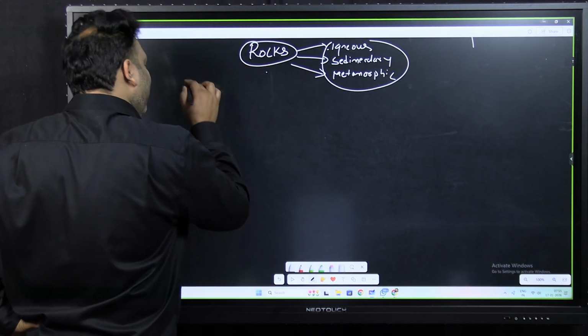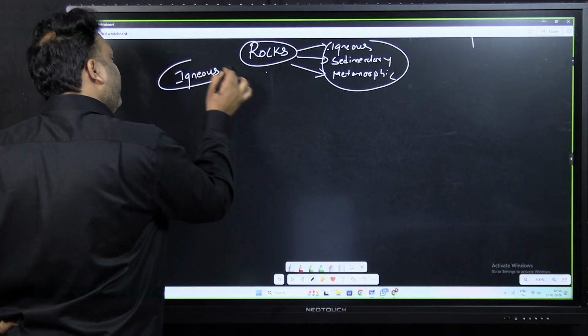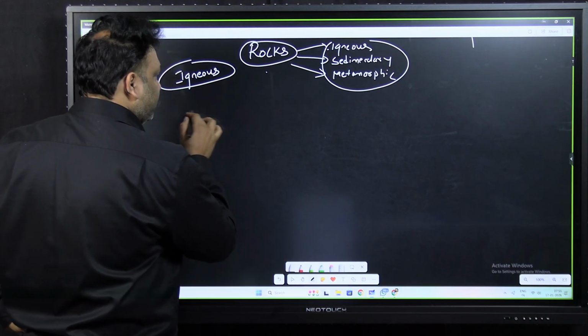So, first let's talk about the igneous rocks. See, say this is the crust.